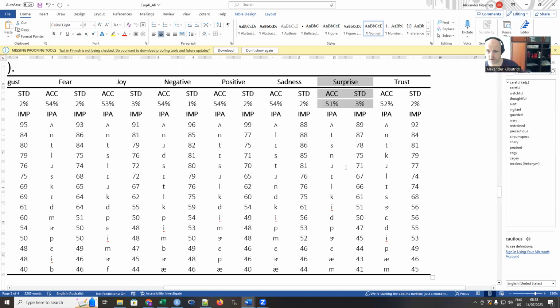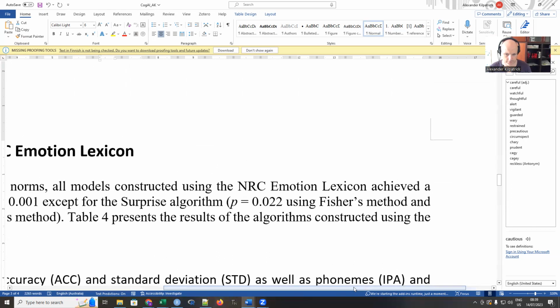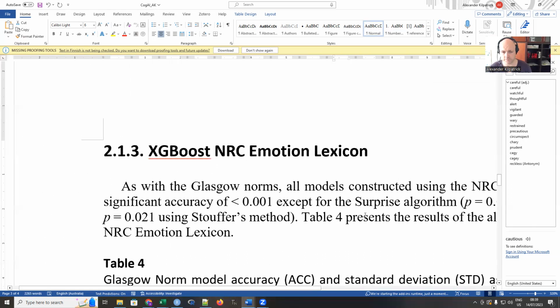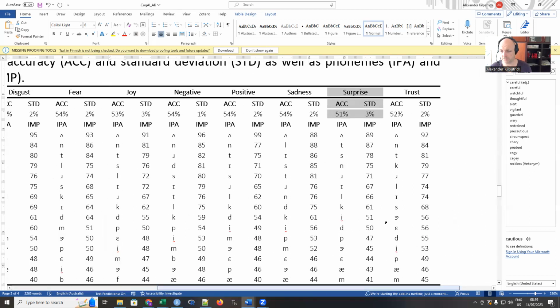So surprise had the lowest accuracy of all of the models, and it was significant, but it was something like 0.022 using Fisher's method, and 0.021 using Stouffer's method, right? So it was significant, but with an accuracy of 51%.